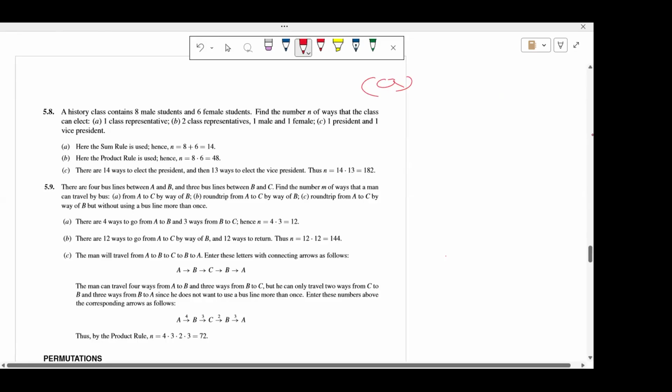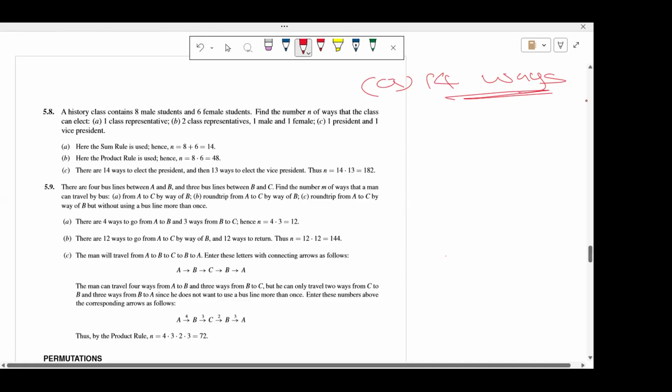So how many possible ways can we select? 14 ways, right? If you have 14 students in your classroom, 8 male and 6 female, 8 plus 6 is 14. So there are 14 ways you can select your class representative, because among these 14 students, you're selecting one. That's the thing. Did you understand the first question? So we are selecting one class representative in 14 ways.